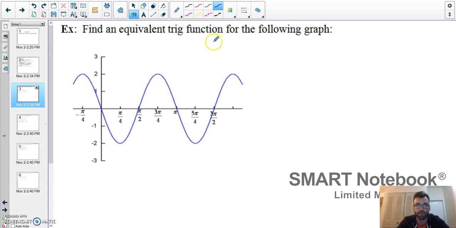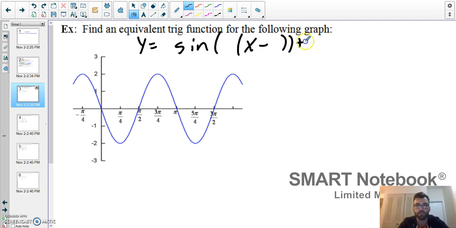So I'm going to write my function down. Y equals, and you're going to need to leave some space because we're going to do this for cosine as well. Y equals the sine of blank x minus blank, plus some blank.